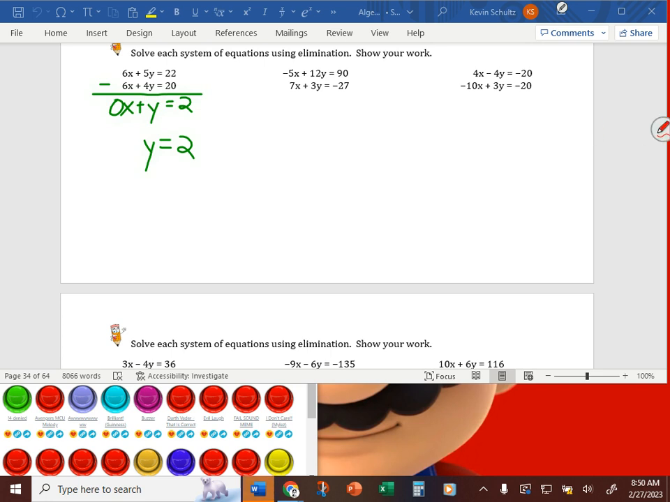Millie, which equation would you like to plug 2 into? The first one or the second one? First one. Very well. So to solve for x now, we've got 6x plus 5 times 2, because y equals 2, and that equals 22.